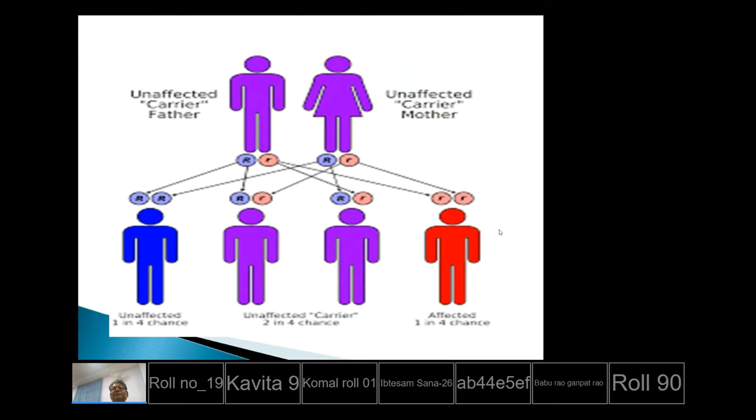This is also the same. Unaffected mother, unaffected father, both are carriers. This is the percentage: one is normal, two are carriers, and one is affected. This is the homozygous one.